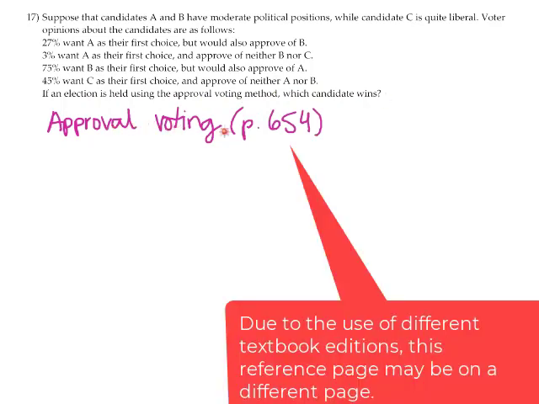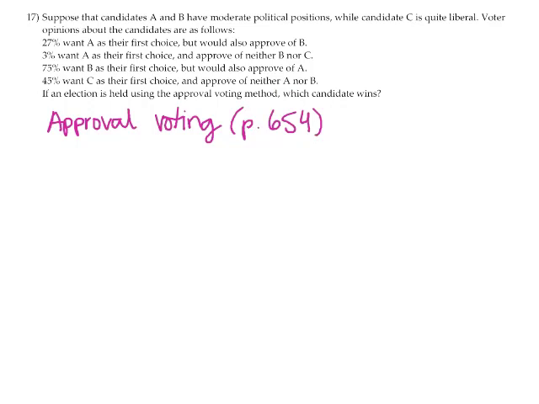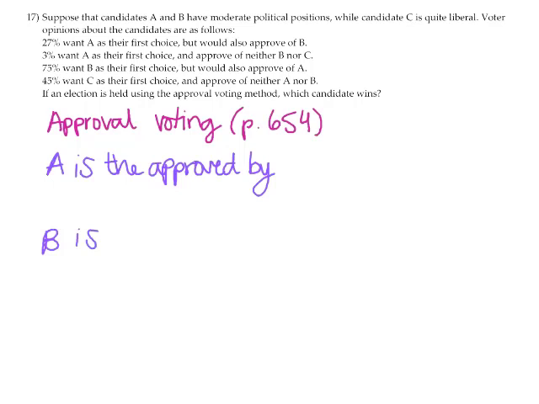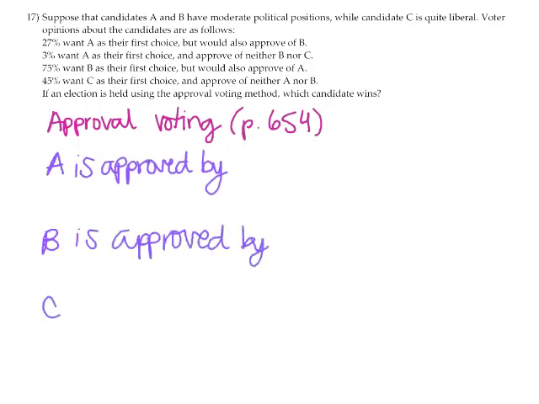Well, for this you can refer to page 654. It's actually easiest to list out the candidates so that you can add the votes. So A is approved by, B is approved by, and lastly C is approved by. So once you do that, you're going to want to add up the approval votes. So for A, we can start from the top line and go to the bottom.